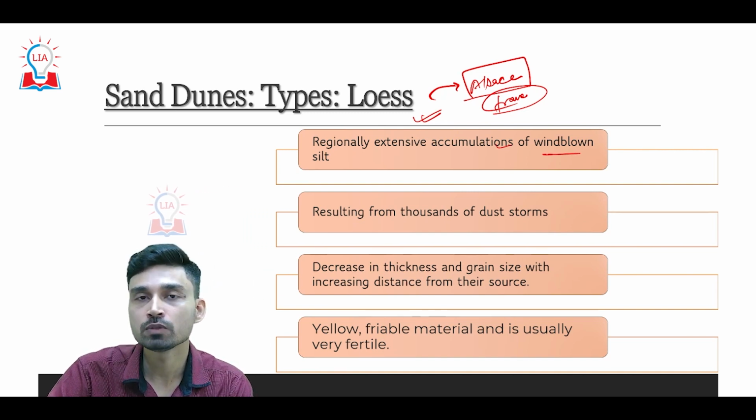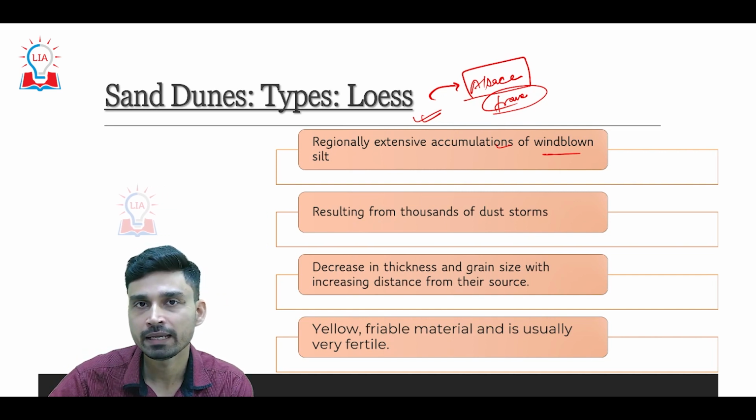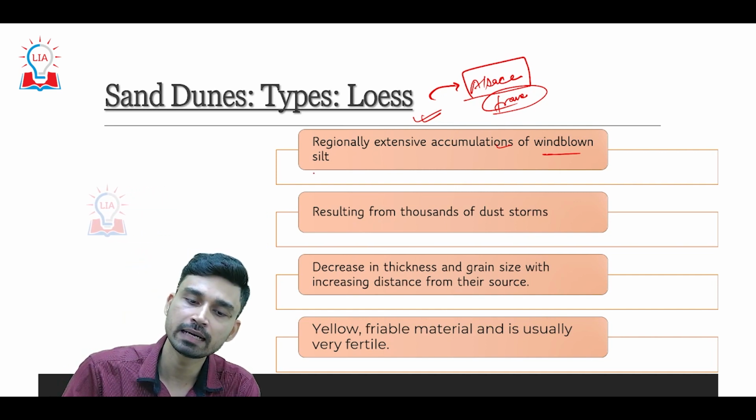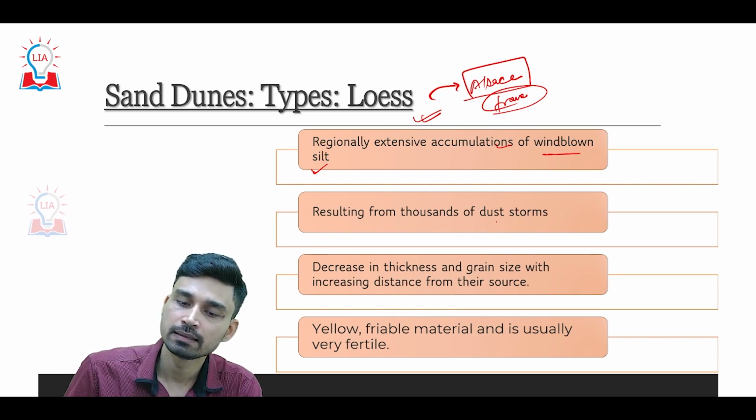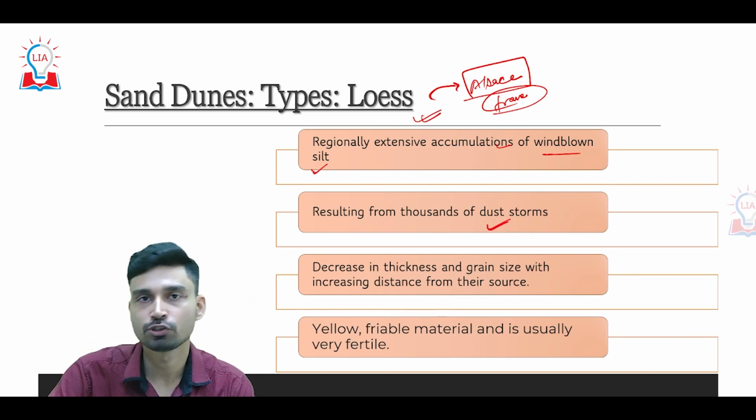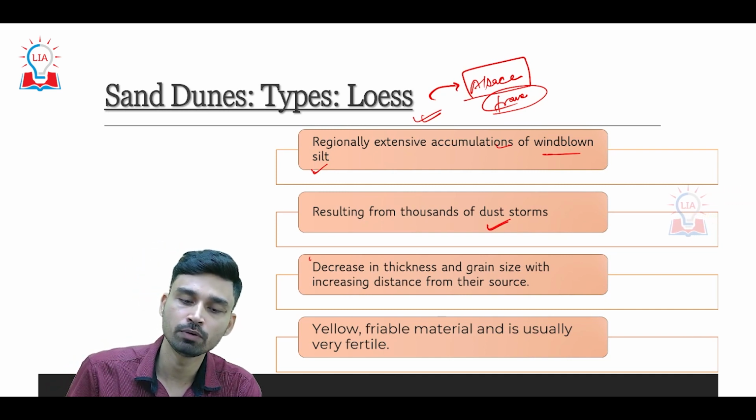For thousands and thousands of square kilometers, we have an area that is completely covered by silt that has been brought by the wind from some desert regions. And thus, they are a result of thousands of dust storms that take place on an annual basis in a particular region of the world.